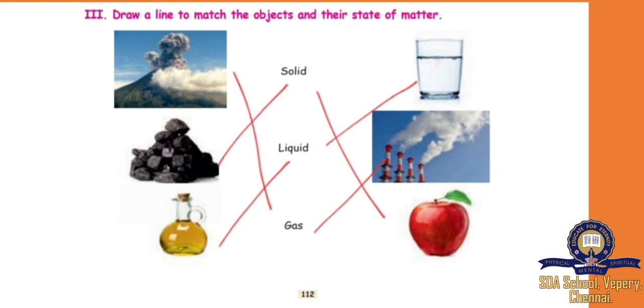And this side, the first one is glass of water. So water is liquid, right? Yes. The second one, that is smoke. Smoke is gas, right? And third one, it is apple. An apple is solid, right? Yes. Good. Shall we move on to the fourth exercise?